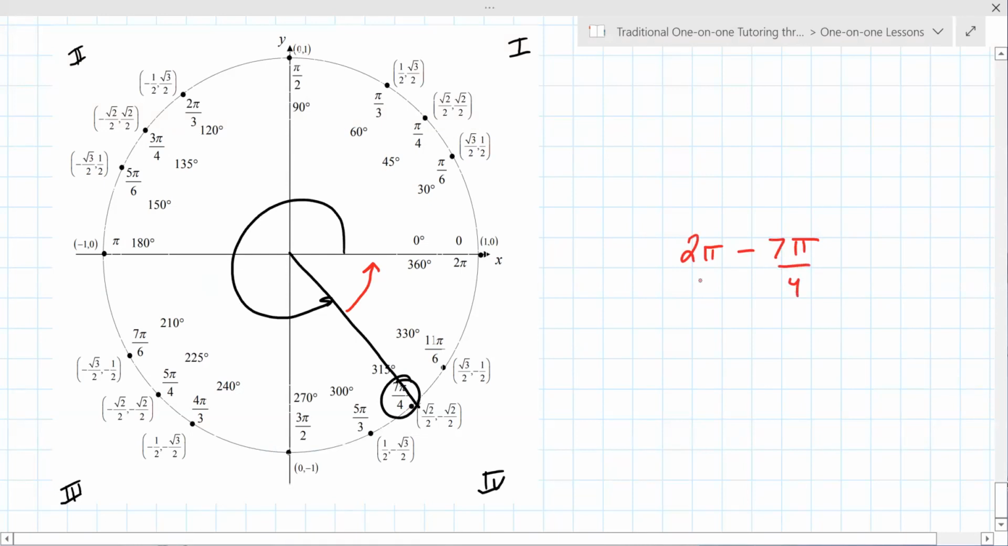Now, if you haven't done fractions in a while, you have to make the same denominator. So it's 8 pi over 4 minus 7 pi over 4, which is pi over 4. And you might be like, oh yeah, that makes sense because there's pi over 4 up there. I'm at the same spot. Yeah, it's pi over 4.